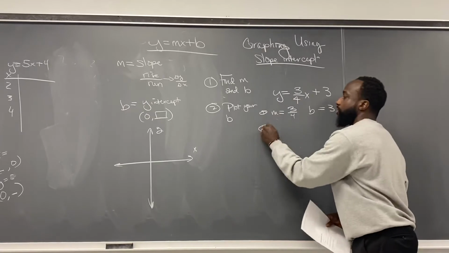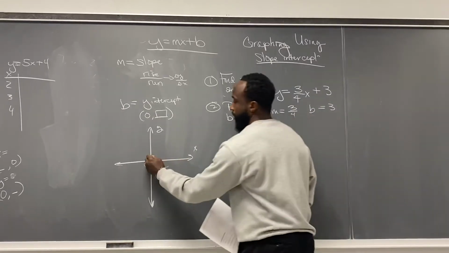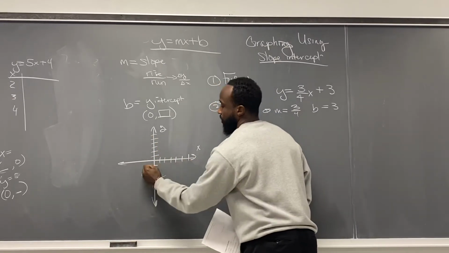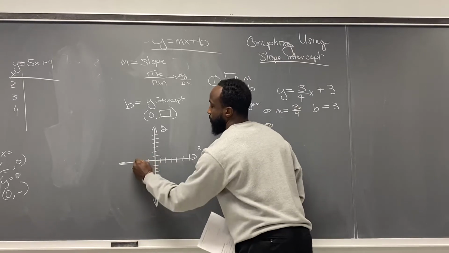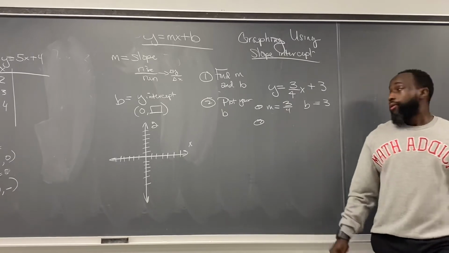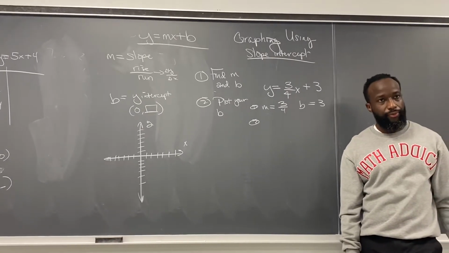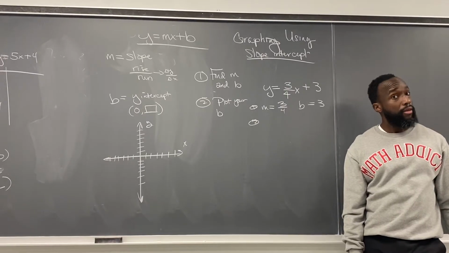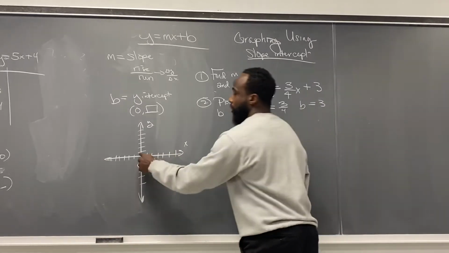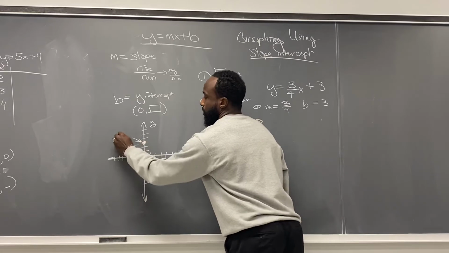The second thing we want to do is plot our point. So let's use this coordinate plane here, numbered 1 through 6. The y-intercept is 3. So what would that ordered pair be? 0, 3. If y is 3, this is where we're going to start. We go up to 3 on the y-axis because it's positive. So this is 0, 3.